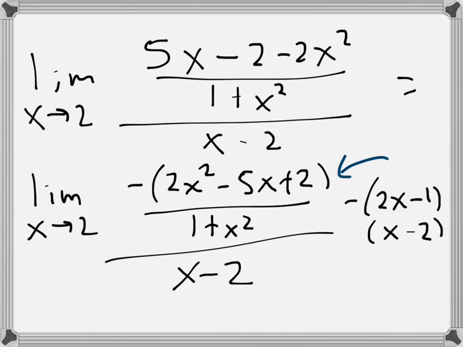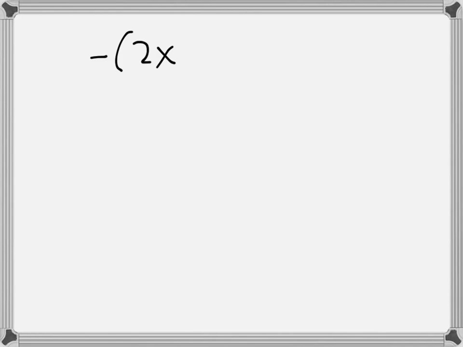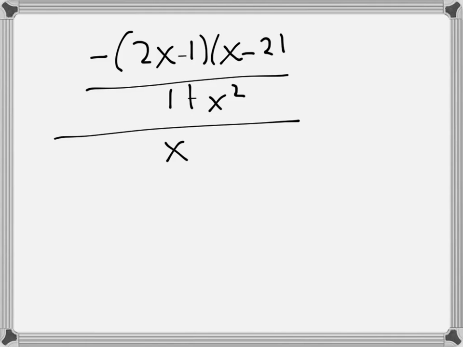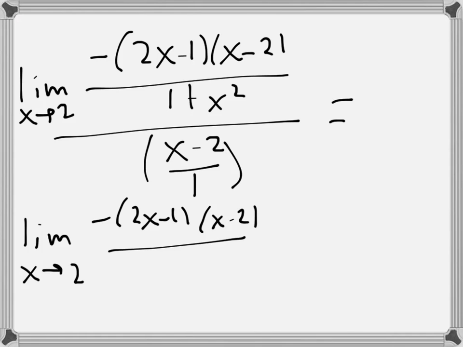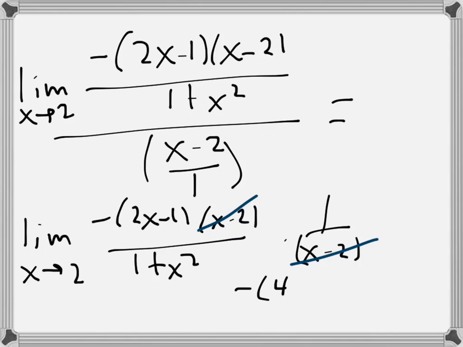So now let's get a clean sheet here. This is going to be minus 2x minus 1 times x minus 2 over 1 plus x squared, and that's all over x minus 2, and I take the limit as x goes to 2. That denominator, x minus 2, I'm going to call x minus 2 over 1, so I can just multiply by the reciprocal, because I have two fractions now. Now I can cancel the x minus 2's. After that, I can plug in 2, because that was really the issue. So it's minus 4 minus 1 over 1 plus 2 squared, and that ends up being minus 3 over 5.